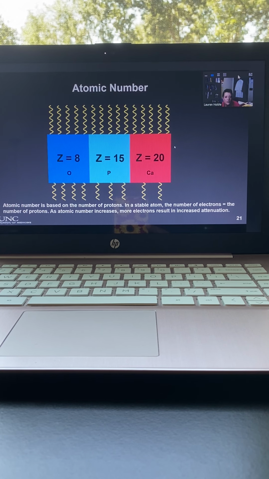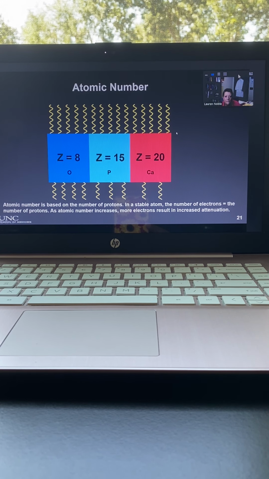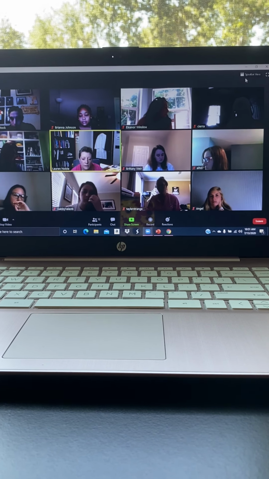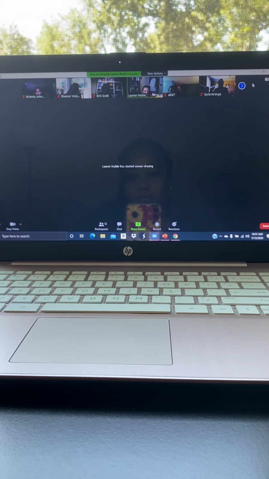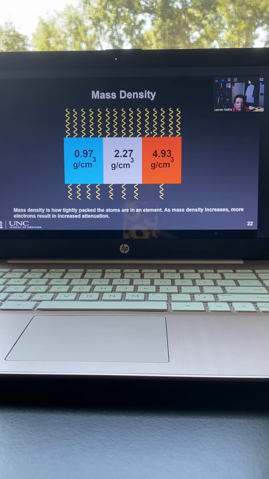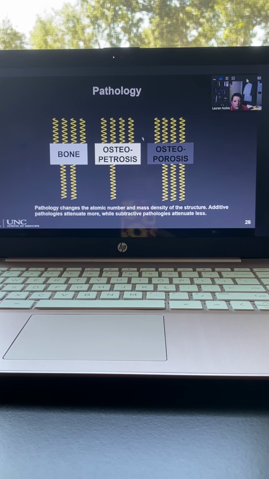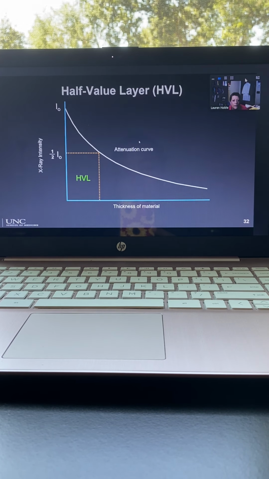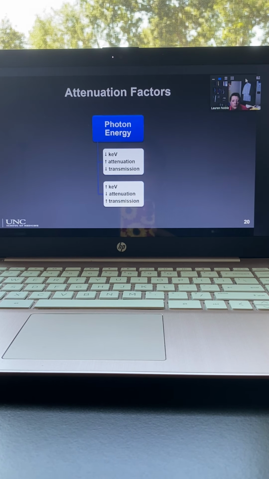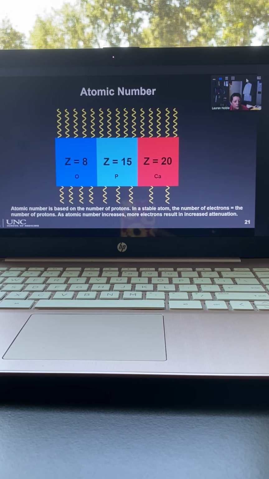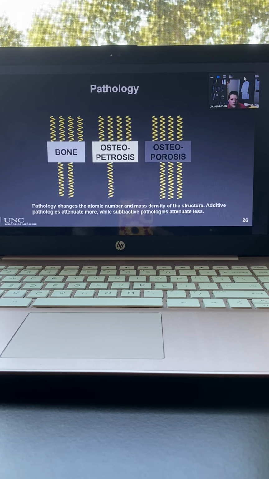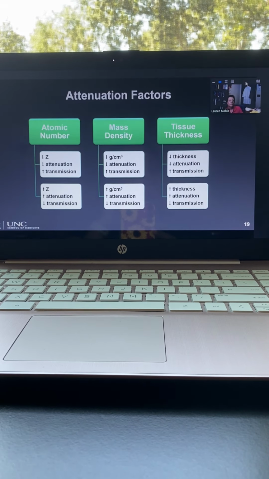All right, let me see. We have, hold on a second. Let me go back to that. These examples. Okay, I'll tell you what. Atomic number, mass density. All right, I'll tell you what.